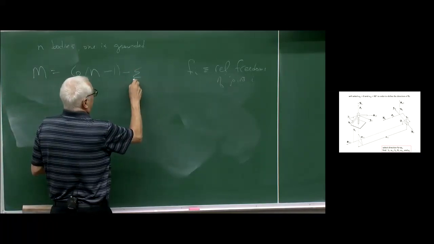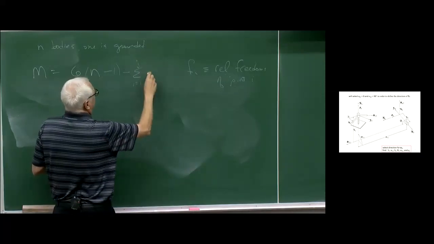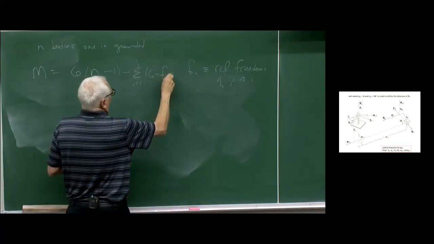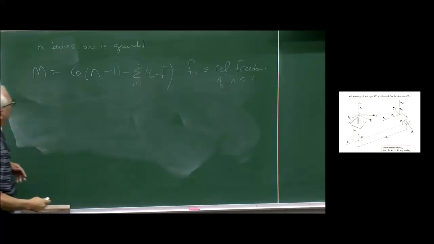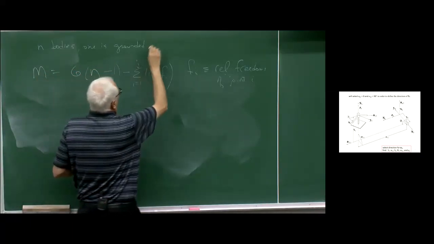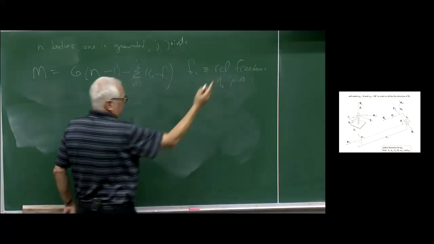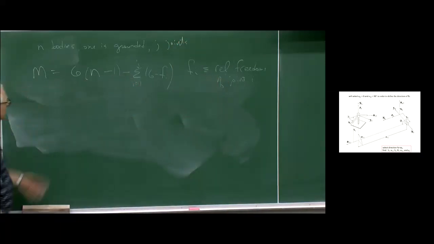So I'm going to say I have J joints. It looks really terrible, but what I'm saying is if I have N bodies, one of which is grounded, and I have J joints where F sub I is the freedom of joint sub I, then I could say this is the mobility of our system.